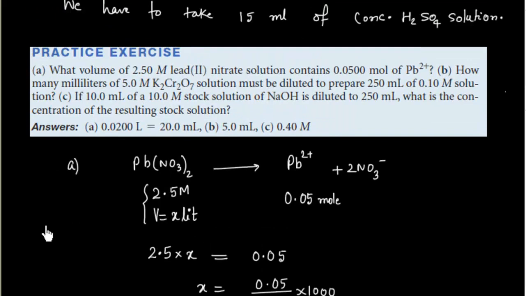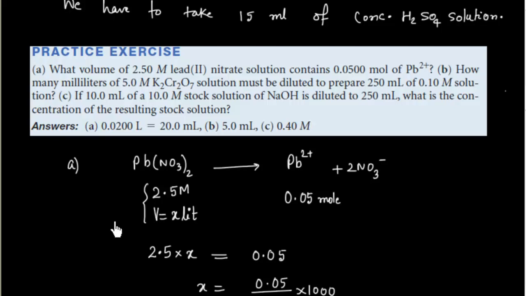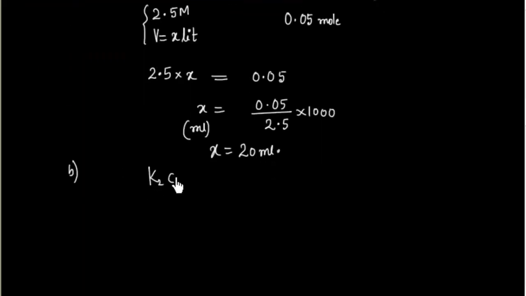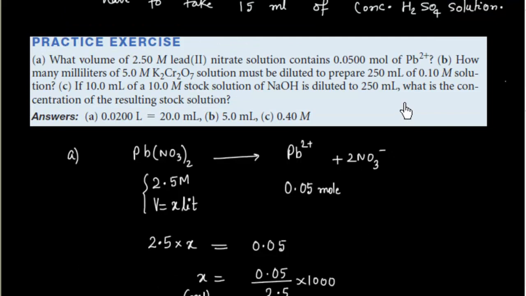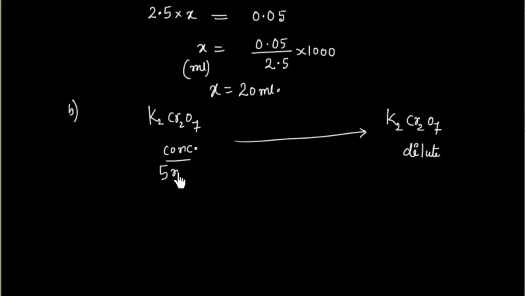Now let us discuss part B. How many milliliters of 5 M K2Cr2O7 solution must be diluted to prepare 250 ml of 0.1 M of the same solution? So I have K2Cr2O7 that is concentrated, and if I add water we can have K2Cr2O7 that is dilute. In the first case it says 5 M solution, and we have to find the volume of K2Cr2O7 that should be taken. So let us say the volume is x liter.